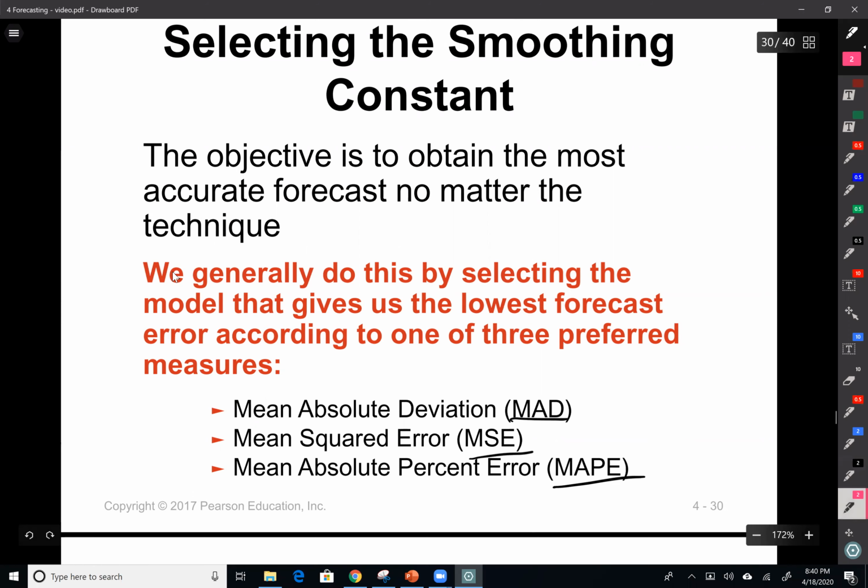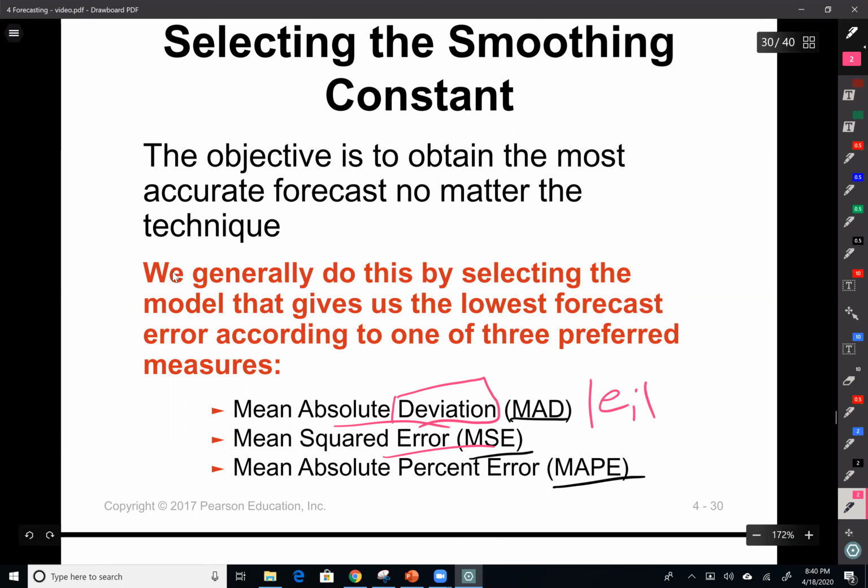So mean absolute deviation, basically we look at the error or deviation, which means our forecast minus actual, or actual minus forecast, either way is fine. And then take the absolute value of that. So error for each period i, you take the absolute value of that, and then add it up.